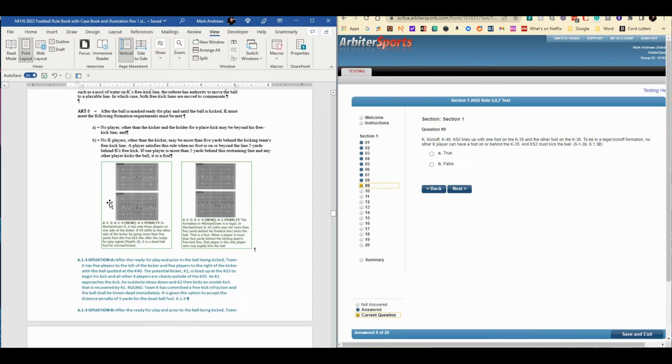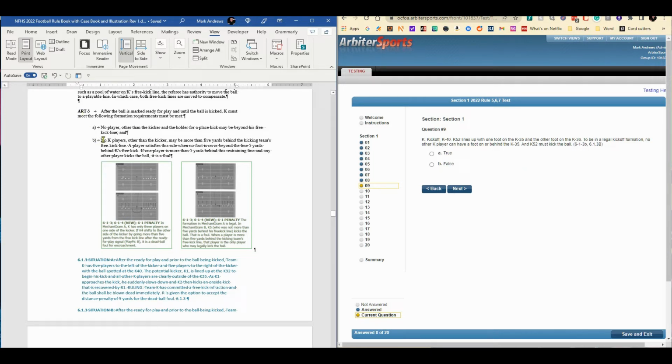Question number 9. K kickoff at the K40. K52 lines up with one foot on the K35, so that's 5 yards back, and the other foot on the K36. To be in a legal kick formation, no other K player can have a foot on or behind the K35, and K52 must kick the ball. The rule reference is 6-3-1-B.